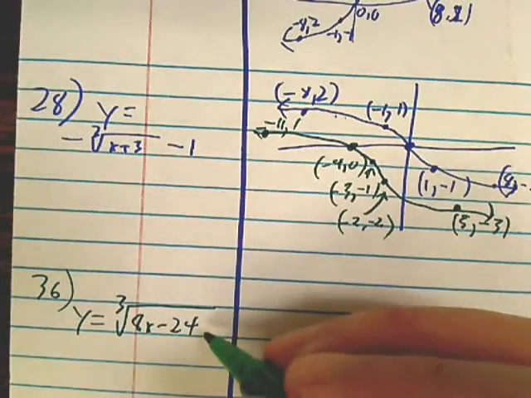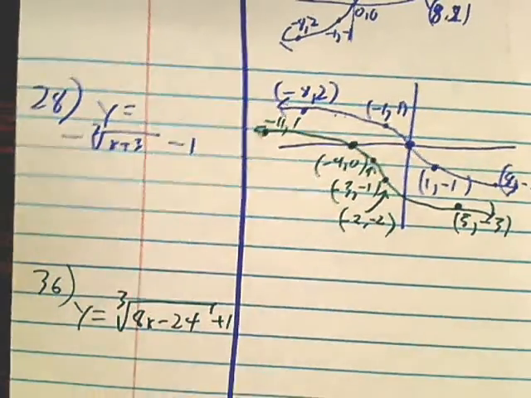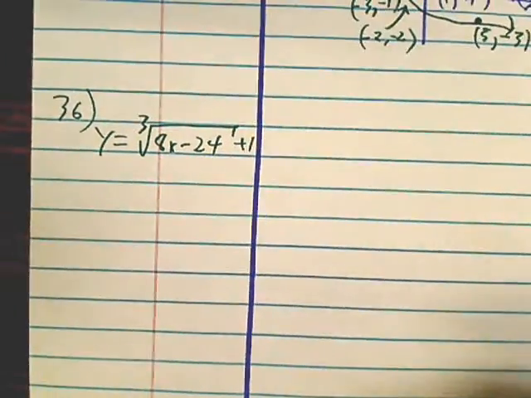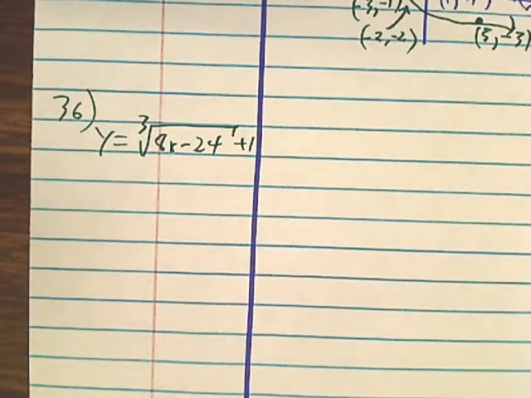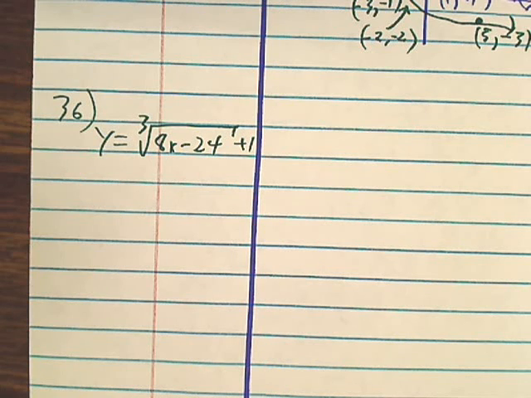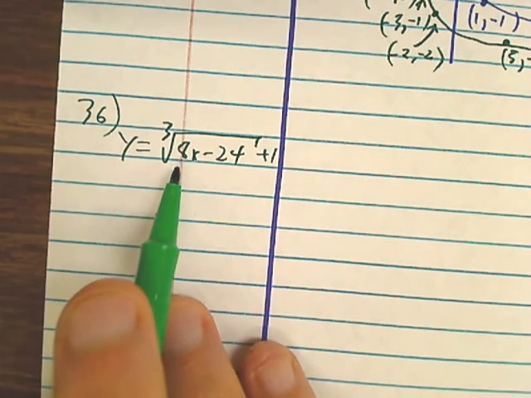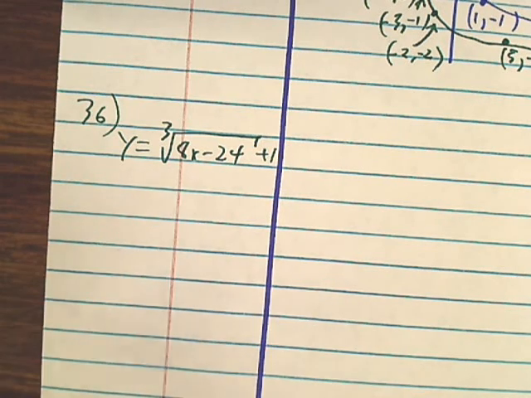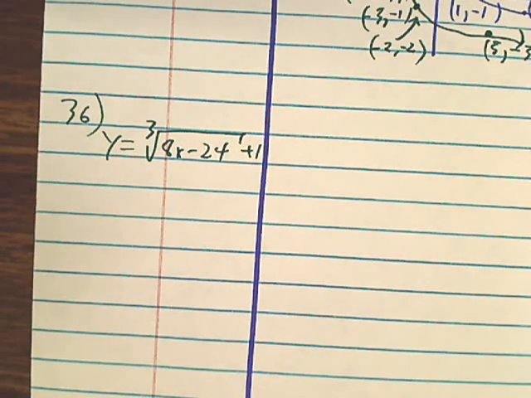Plus 1. And that plus 1 is on the outside. Sometimes I'll make a little mark on the end of my square root to say what's on the outside. This is where the square root stops. You'll need to do that first step to factor out your coefficient. We did that in our notes. So you'll need to do that first before you do anything else.